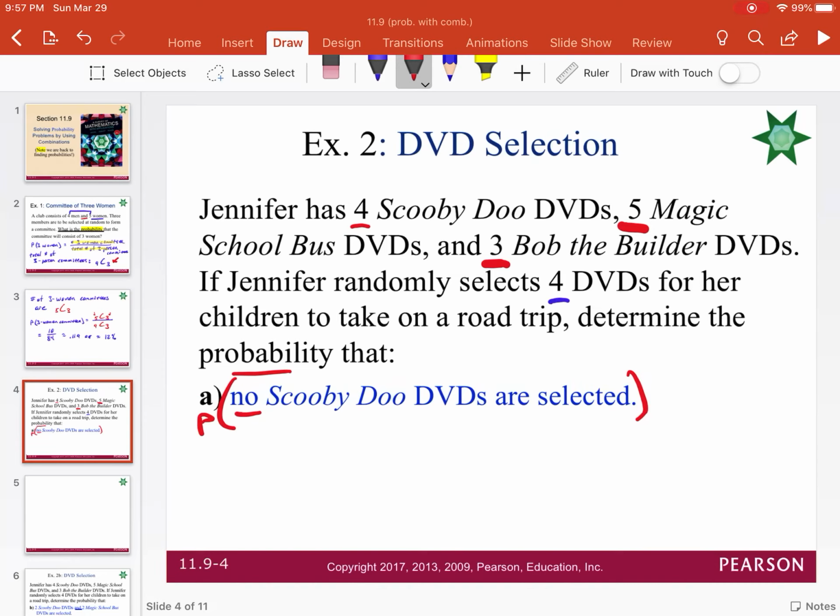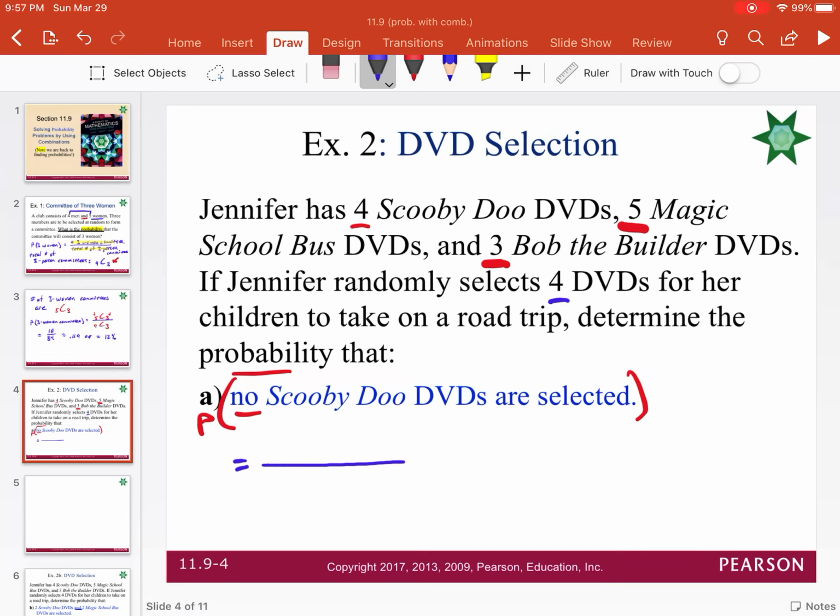Well, what I like to do is the bottom first. So that's going to equal, let's do the bottom. Well, the bottom is the total number of 4-DVD possibilities. Don't worry about the top. Okay, just do the bottom. The bottom is the total number of 4-DVD groups.